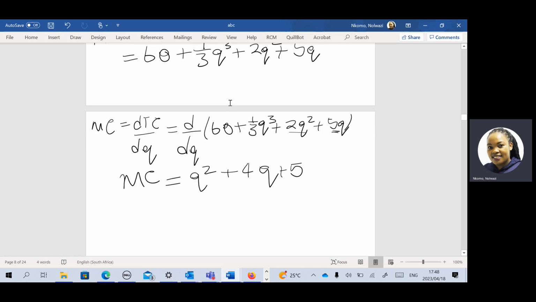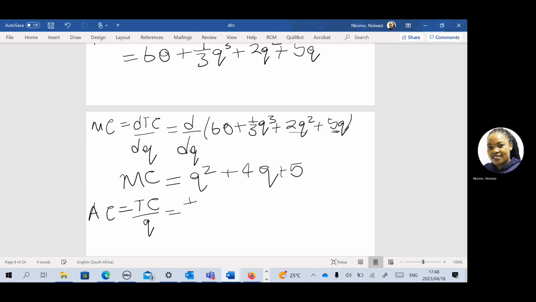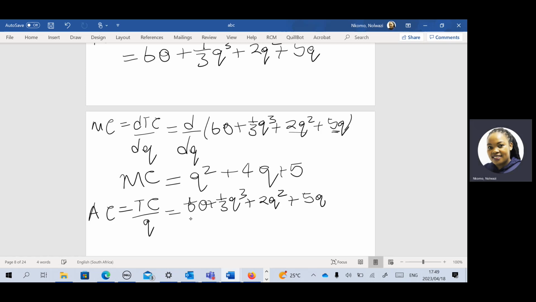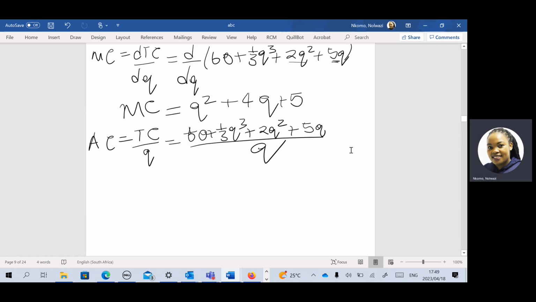We said we need the average cost too. We know that the average cost is equal to the total cost divided by the number of units produced. So this means we'll have 60 plus 1/3 Q cubed plus 2Q squared plus 5Q over Q. If we divide this, we have 60 over Q.